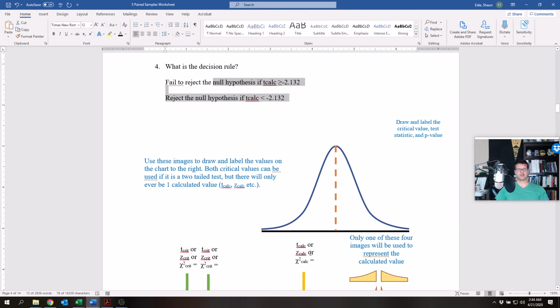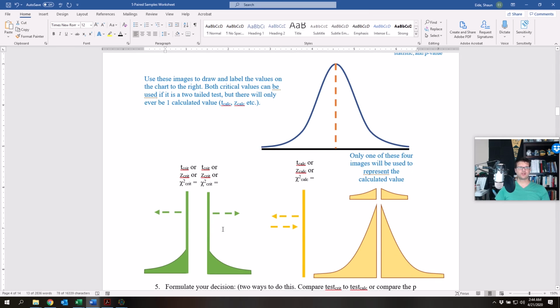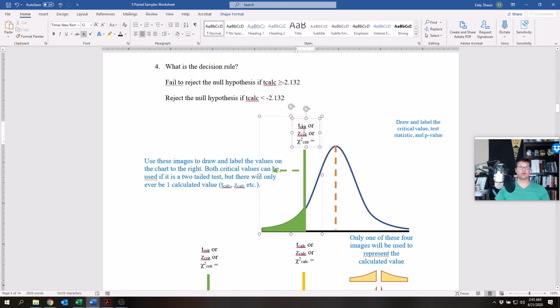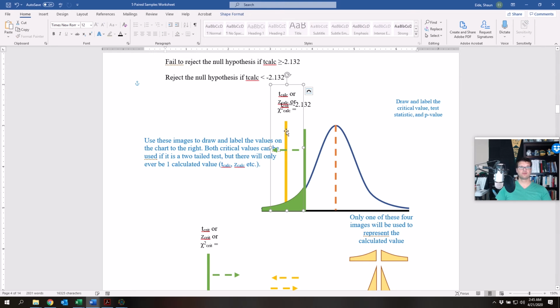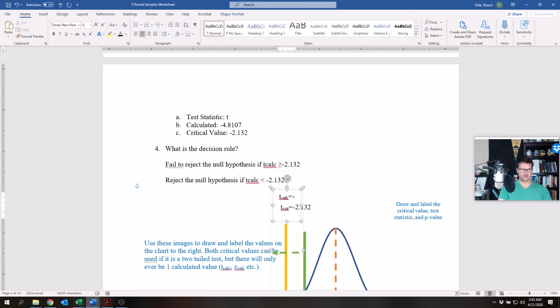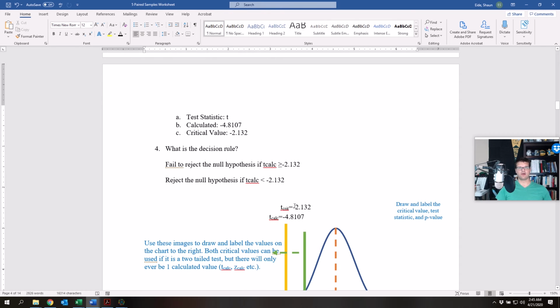Okay, and so I'm going to make this a little bit bigger here, and we're going to kind of draw this in here. So is this a one tail or a two tail? This is a one tail, and we just determined it is a one tail lower tail, and we're using the t values. So t crit equals negative 2.132. Okay, and then tcalc, what is tcalc? Negative 4.8107. I'm going to make this a little wider. There we go. So we've got tcalc, and then we've got tcrit.